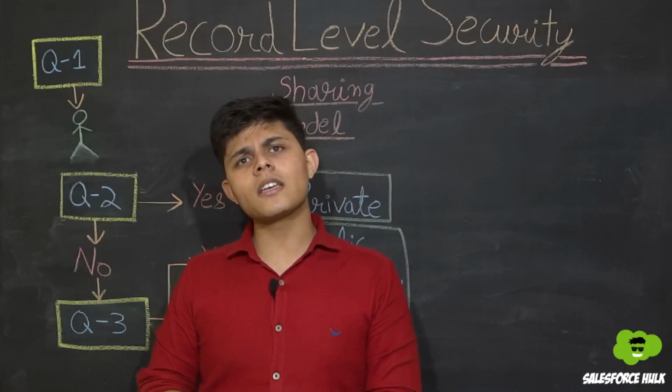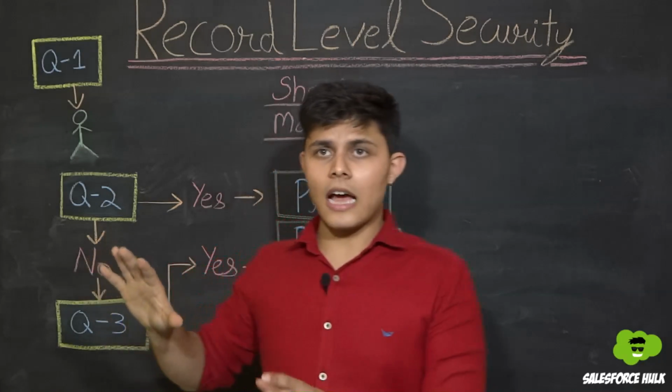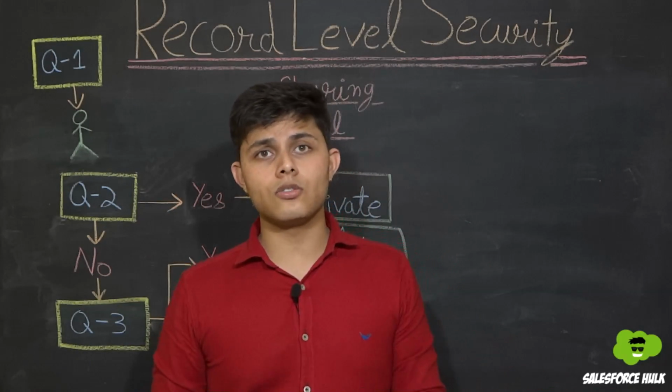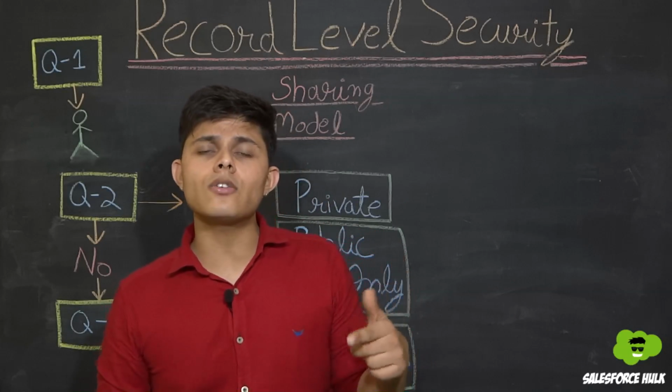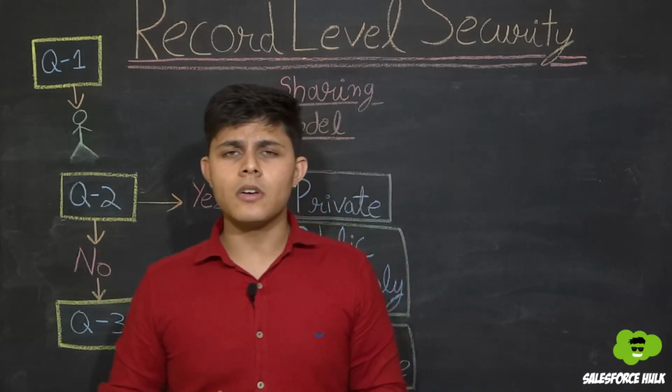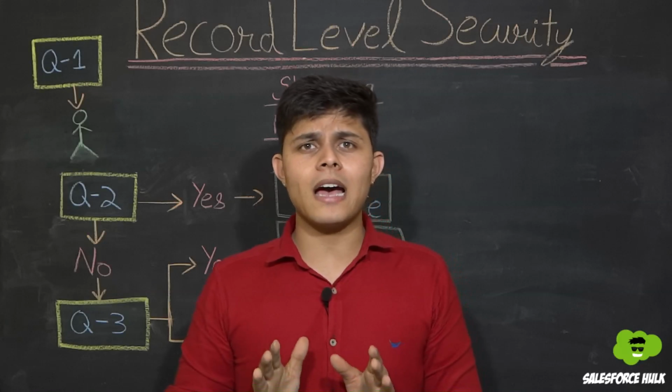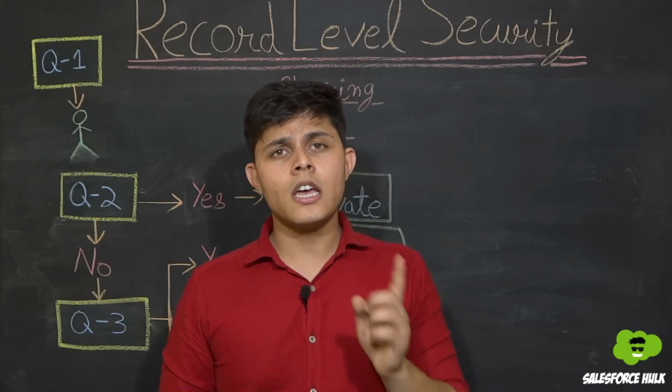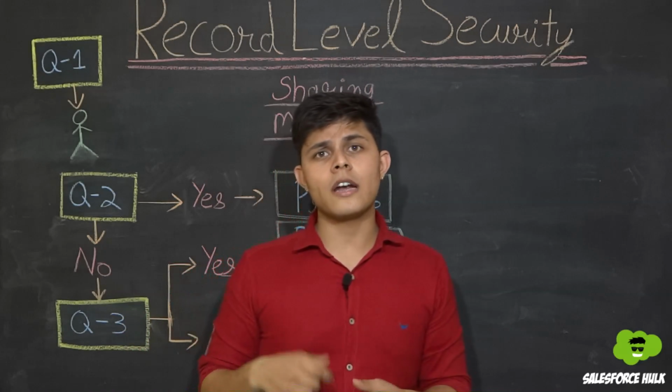But you must be thinking, you have restricted the access for this user, but what about the other users who need to edit the records or who need to view the records? What about them? Don't worry, we can always open up the access which is provided by OWD using role hierarchies, sharing rules and manual sharing.